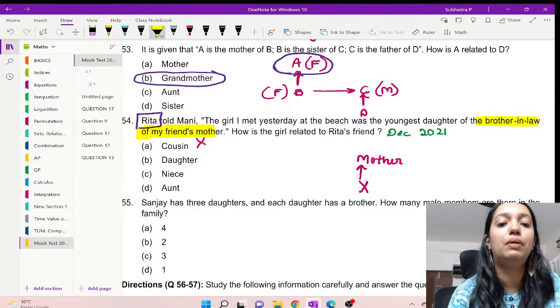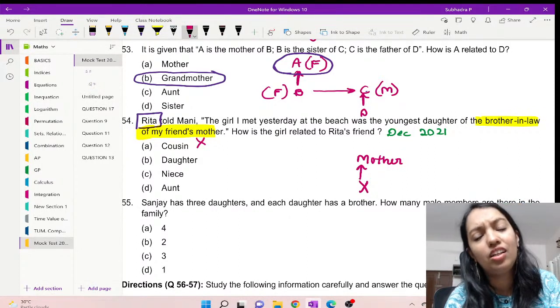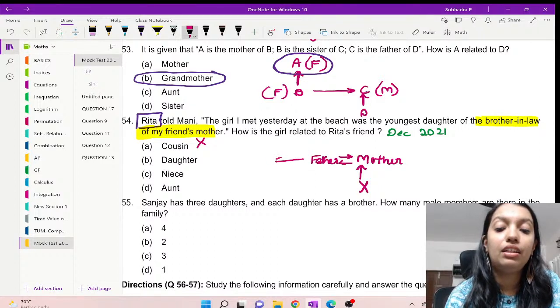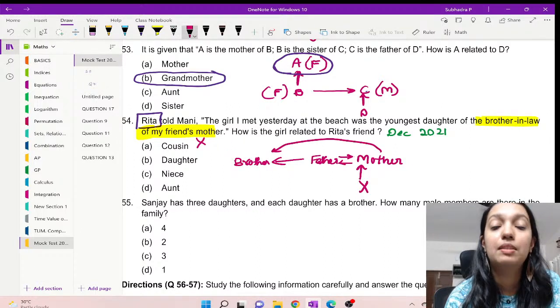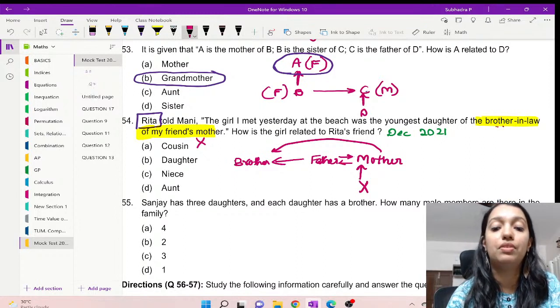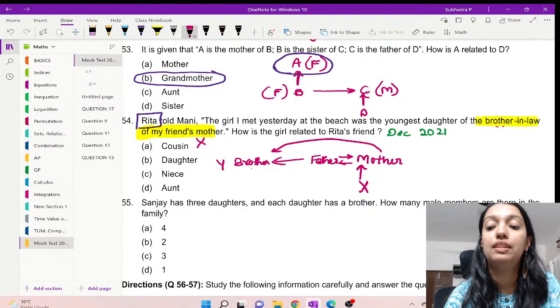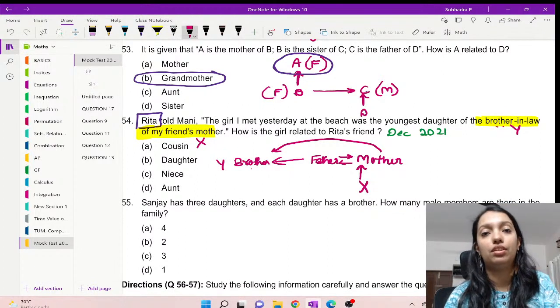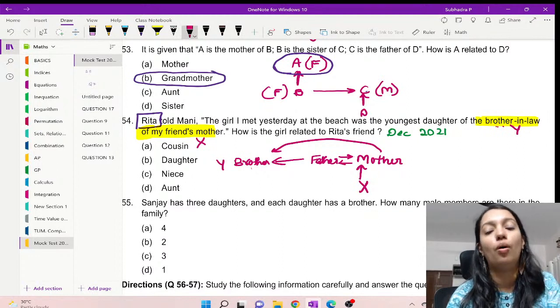Brother-in-law of X's mother. What do you mean by brother-in-law? She is a married lady. Father has another brother. Now that brother will become this mother's brother-in-law. Okay, so brother-in-law means we are referring to this person. Let's say this person is Y. So that father's brother will become mother's brother-in-law.